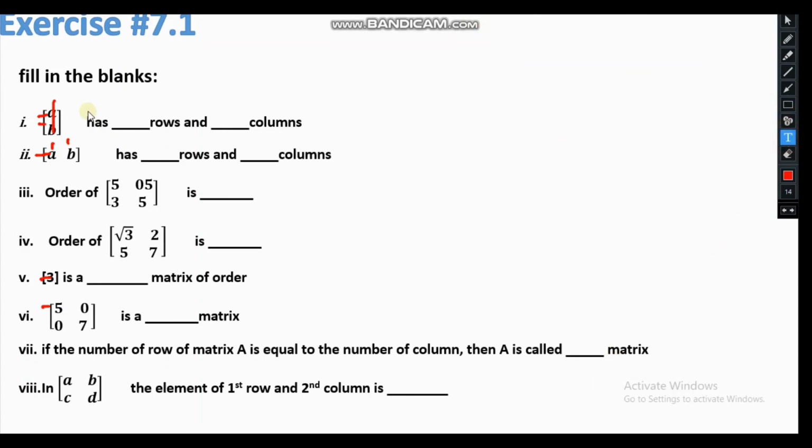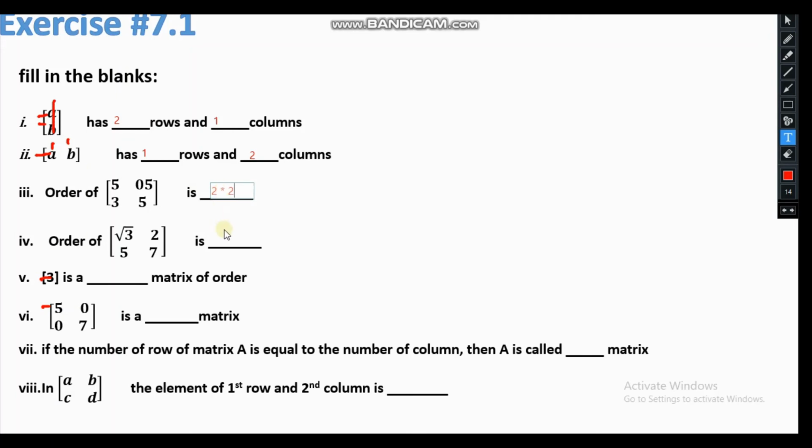Now we can write here as first one row. You can write here two rows and one column. Again we can write here one row and two columns. Okay, so in this equation the order is 2 multiply 2.